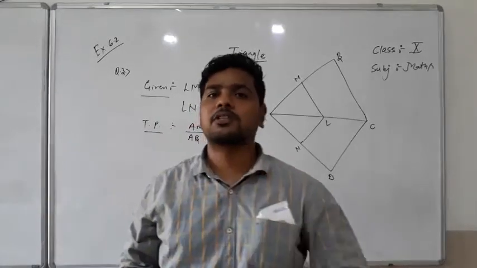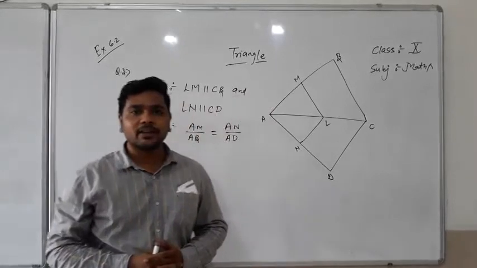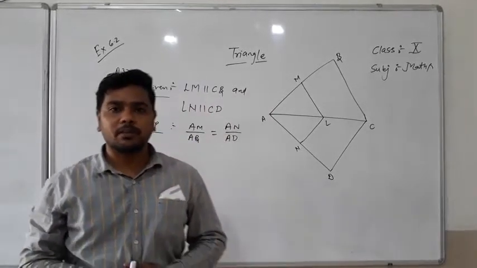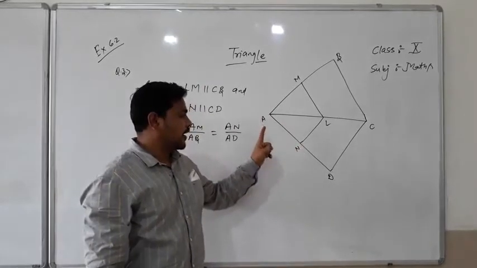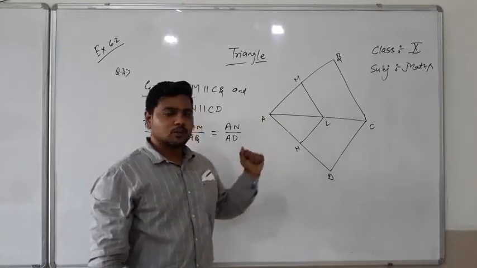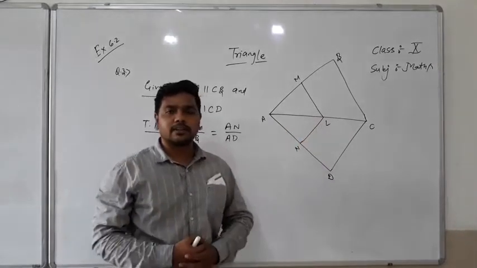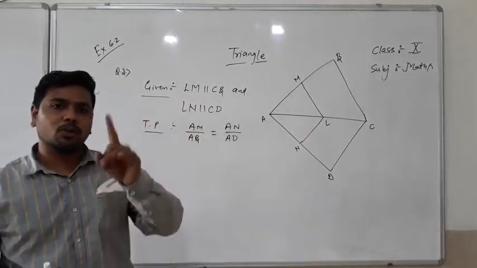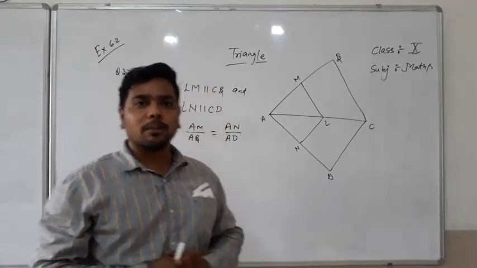First of all, in the first class I started the concept, and then I started the BPT, the Basic Proportionality Theorem, and completed it also. In the basic proportionality theorem, for any triangle, let a triangle be ADC, AN upon ND is equal to AL upon LC. That was the BPT. And we have studied one more theorem also, that is the converse of BPT, the opposite of BPT.